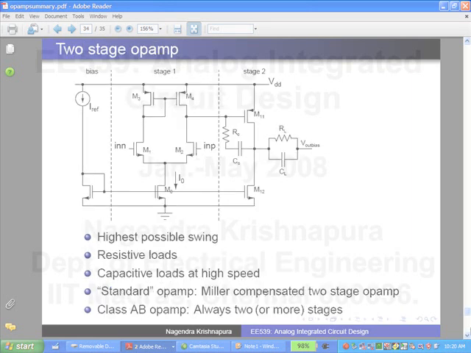Now, the two-stage op-amp gives you the highest swing and you can use it with resistive loads. And also when you want to drive heavy capacitive loads at a high frequency, you tend to use a two-stage op-amp. Okay.